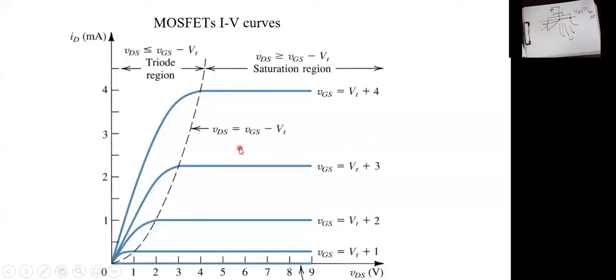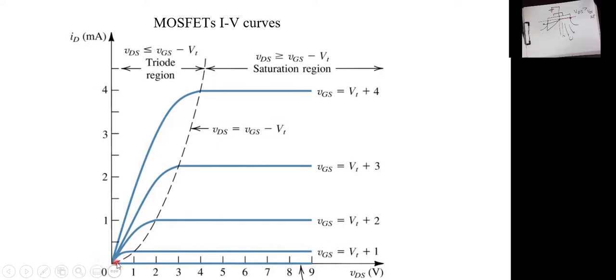This is the typical or the ideal IV curve for a MOSFET. First, when VGS is smaller than V threshold, this blue line on the x-axis, you don't have a current. And this reflects what's called the cutoff region. Current starts to conduct whenever VGS is greater than V threshold.